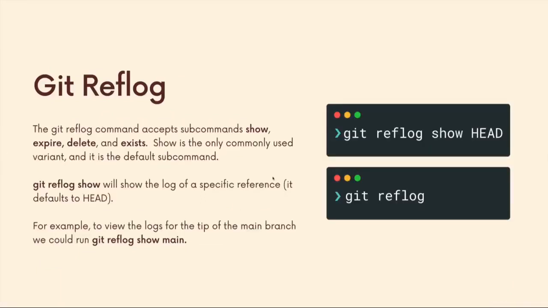Okay, so now we move on to the git reflog command. This command works with 4 different subcommands, but the good news for us is we only need to care about one, which is the git reflog show subcommand. The other 3, expire, delete, and exists, are not really used. And when I say that, I'm not just being a lazy teacher who doesn't want to show you.